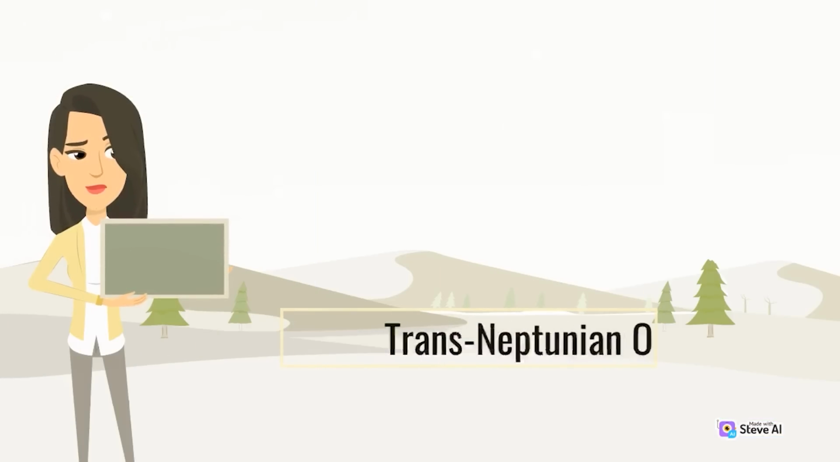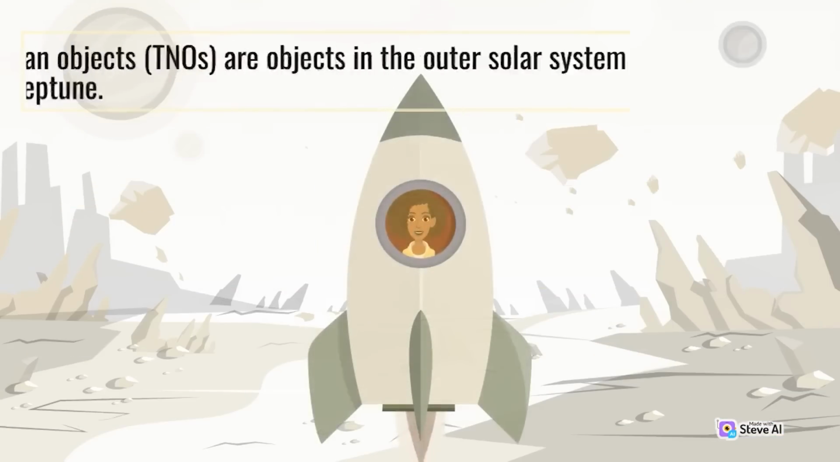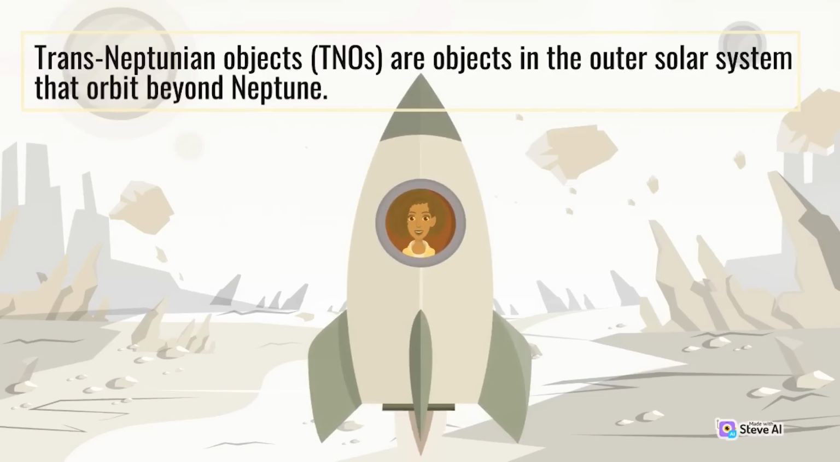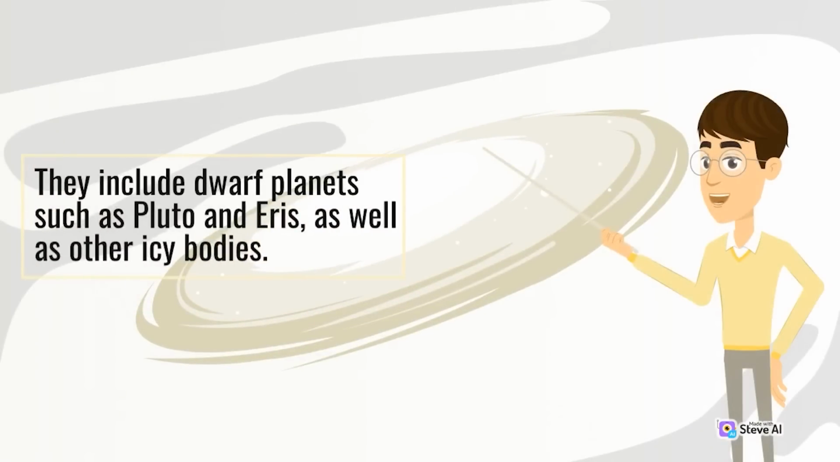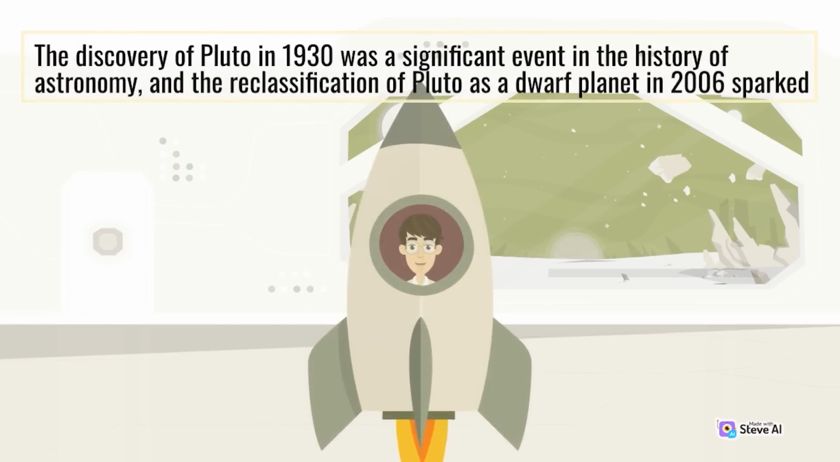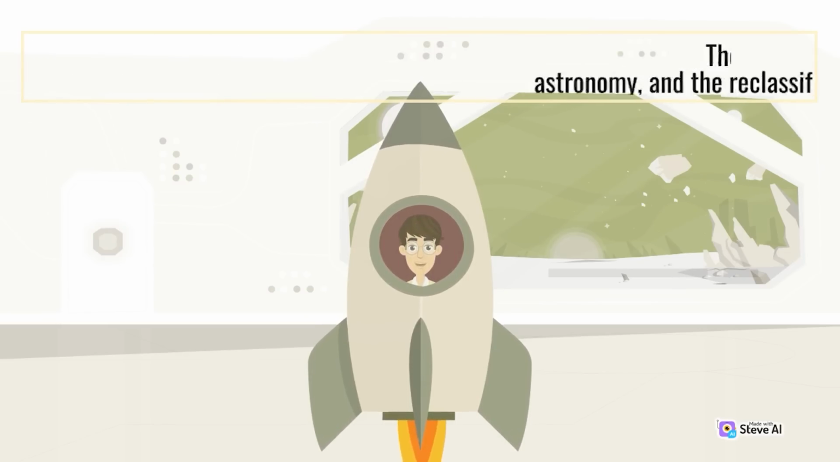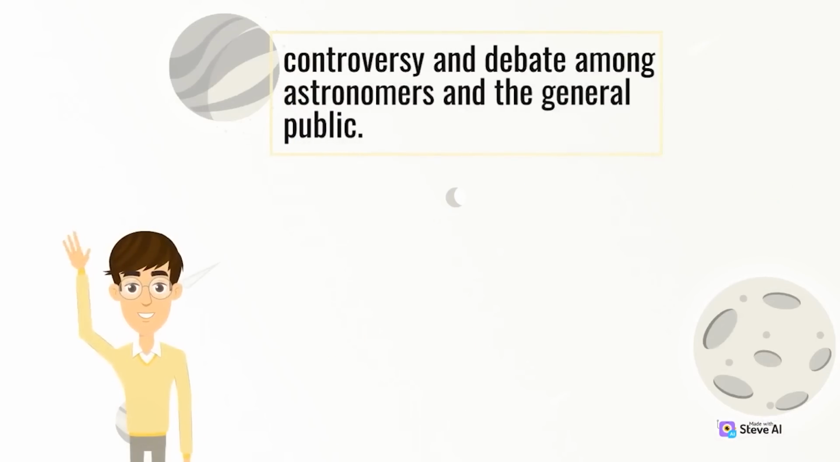Trans-Neptunian objects. Trans-Neptunian objects, TNOs, are objects in the outer solar system that orbit beyond Neptune. They include dwarf planets such as Pluto and Eris, as well as other icy bodies. The discovery of Pluto in 1930 was a significant event in the history of astronomy, and the reclassification of Pluto as a dwarf planet in 2006 sparked controversy and debate among astronomers and the general public.